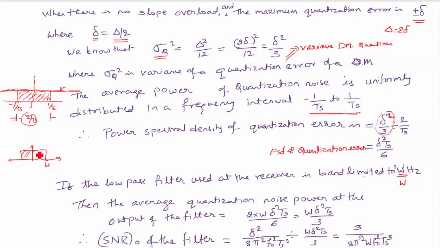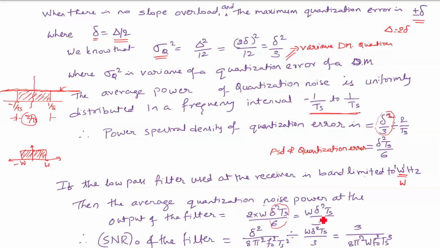If I pass the noise signal through this filter, the quantization noise power at the output of the filter is 2 times W, that is from minus W to W, into the power spectral density of the quantization noise. It is as good as W into delta square into Ts divided by 3. This 2 divides here, 3, so W into delta square into Ts divided by 3.